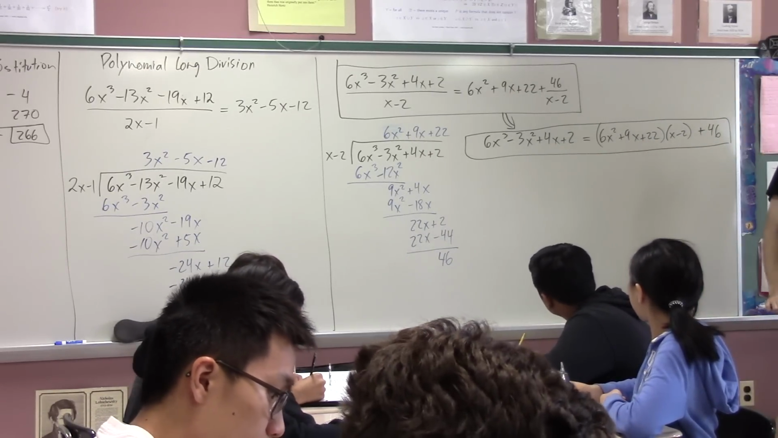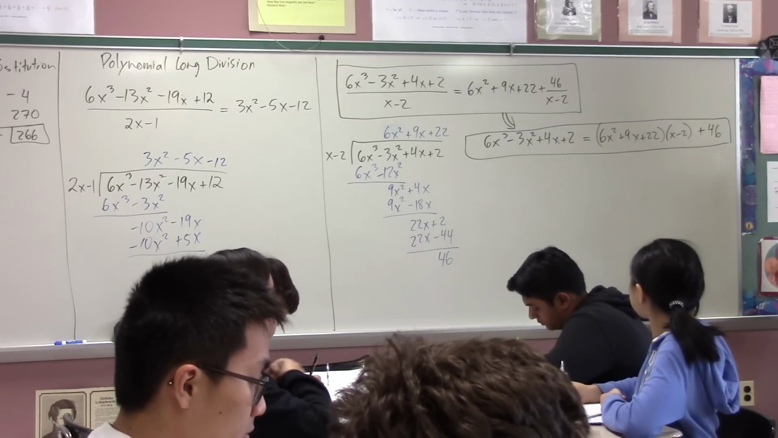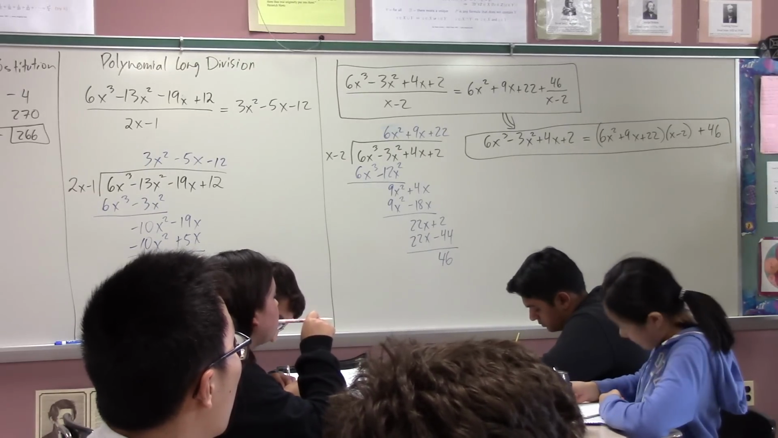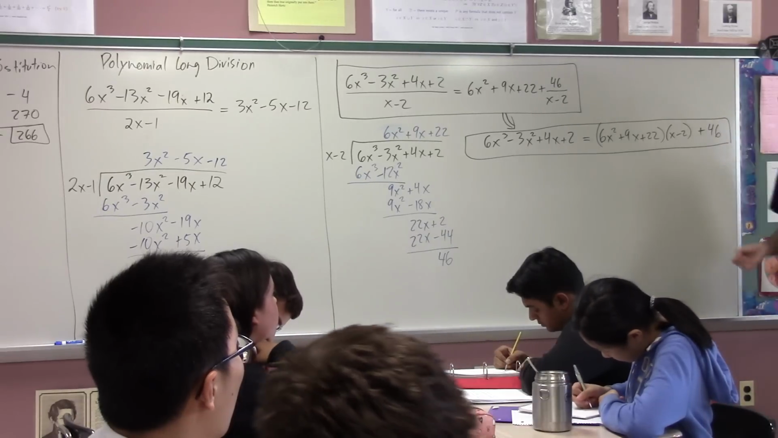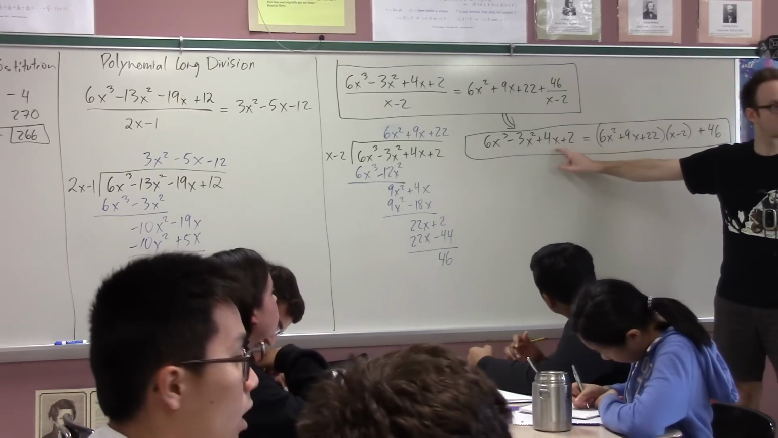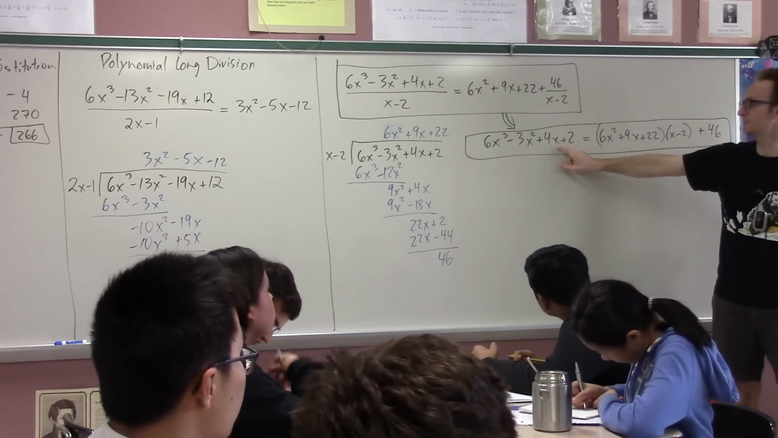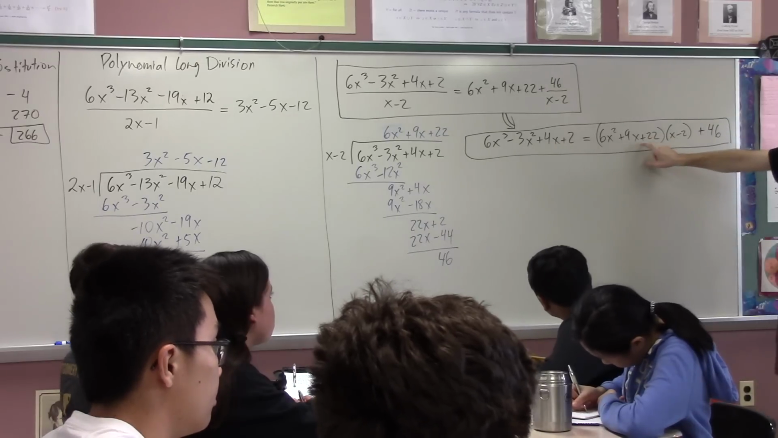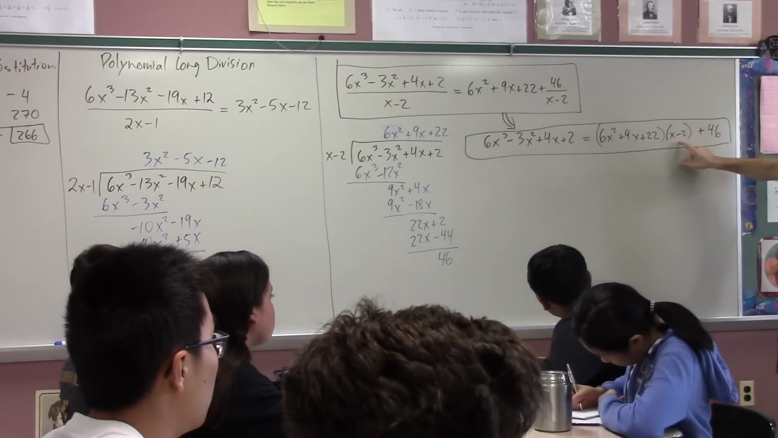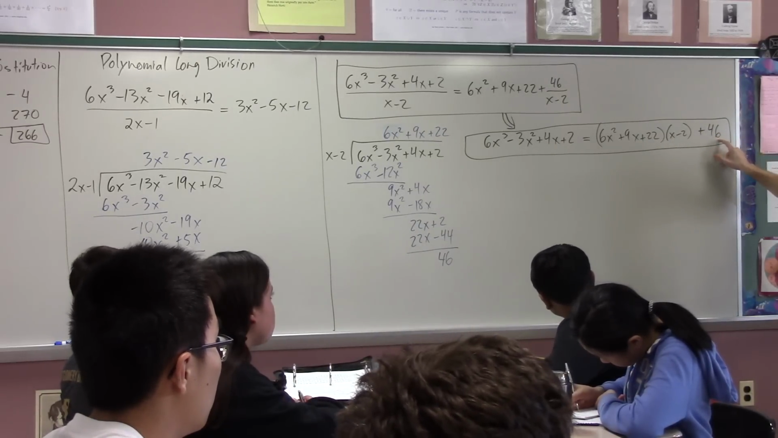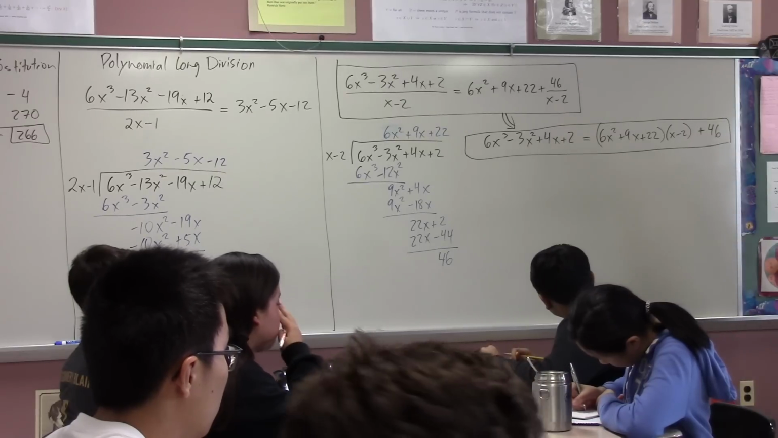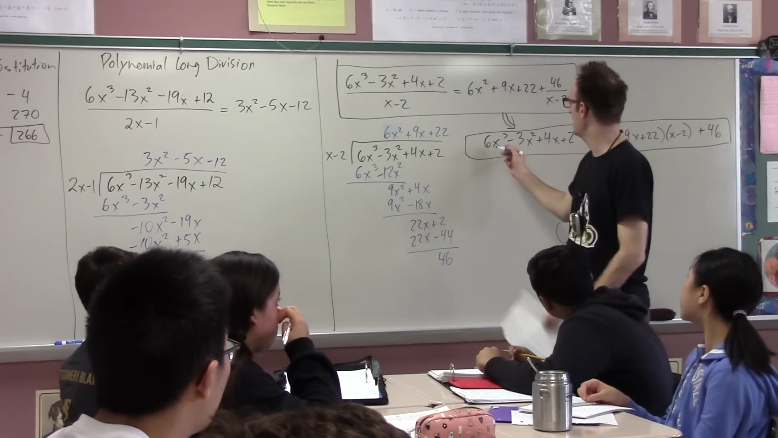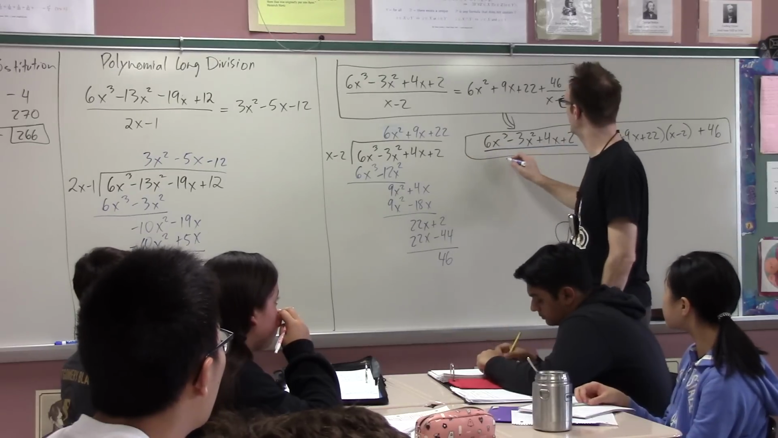All right, but writing it this way has a different kind of psychological value to us, because what this is really saying is that this particular cubic polynomial, this particular cubic function, can be expressed as the product of this quadratic function and this linear function, plus this constant term. All right, and we have words for all these things. This thing here, this is called the dividend.